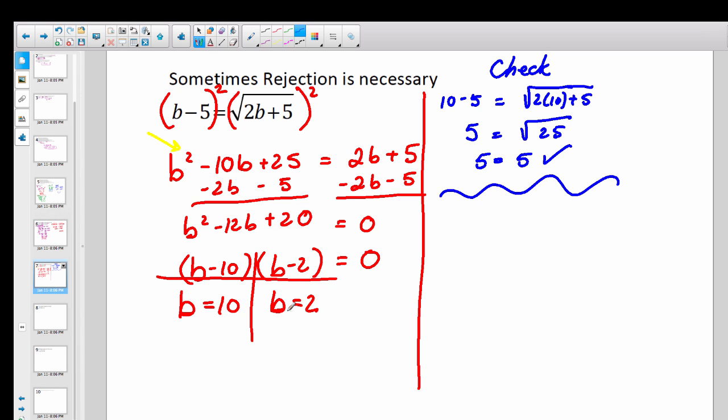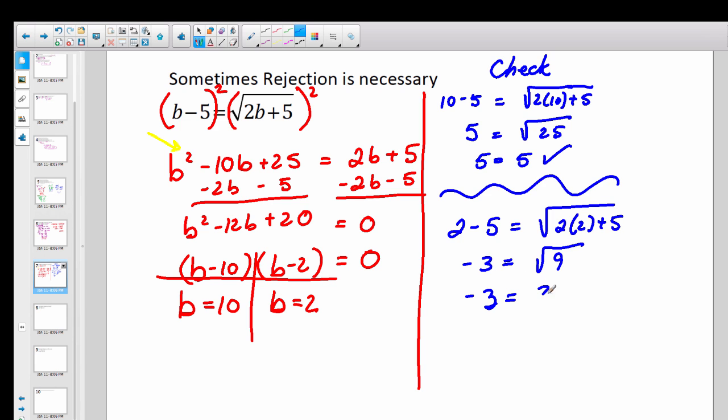Cool. Okay, first one's good. Second one, 2. Okay, 2 minus 5, are you equal to the square root of 2 times 2 plus 5? Negative 3, are you equal to the square root of 9? Oh, that is close, but it doesn't work. Negative 3 is not equal to positive 3. Okay, so we reject this. And if you want to be all fancy schmancy, why don't you write that? Reject. So our solution is only the 10.